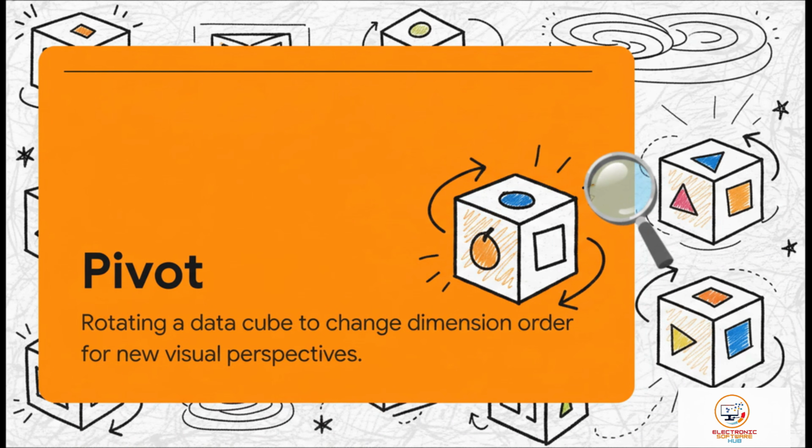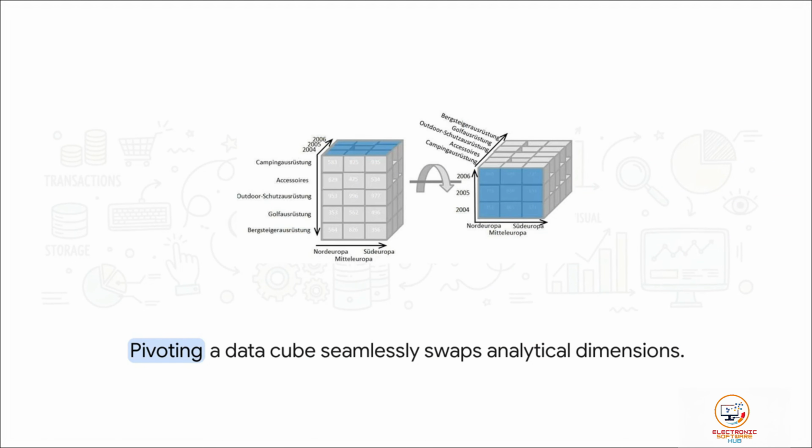Lastly, we've got the pivot operation. Honestly, this is arguably the most powerful way to visually discover new patterns. A pivot literally involves rotating a multidimensional data cube. By physically changing the order of the dimensions in your visual analysis, you get to view the exact same information from a completely new perspective. This captures that aha moment perfectly.